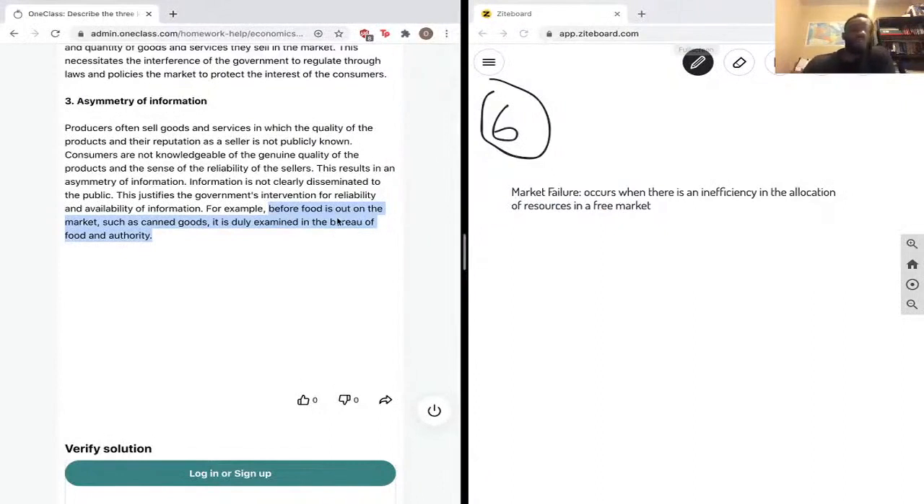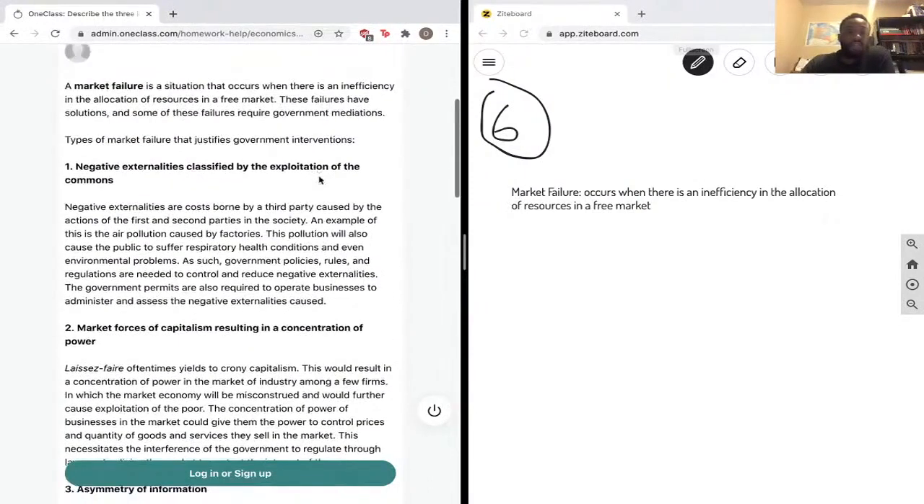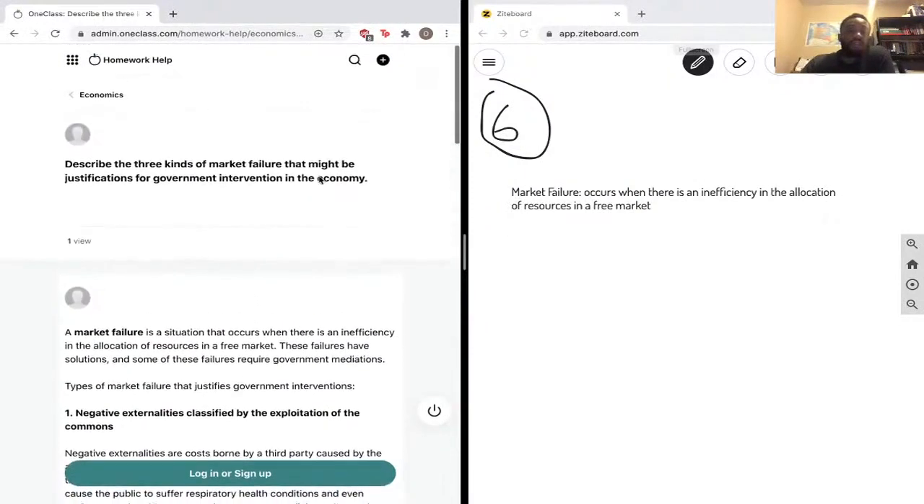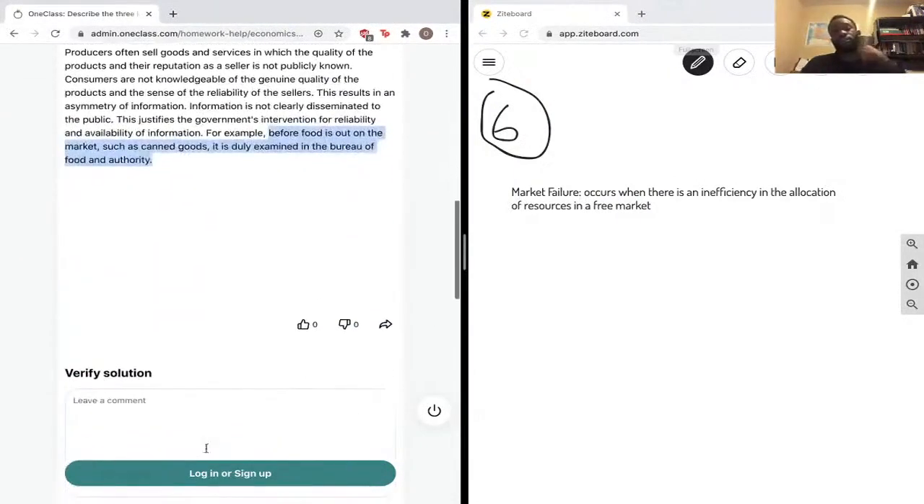So all these three, asymmetry of information, market forces of capitalism resulting in the concentration of power, and negative externalities, are all three forms of market failure in which the government should and would intervene. So this is correct.